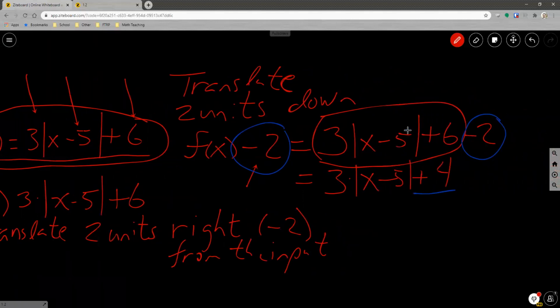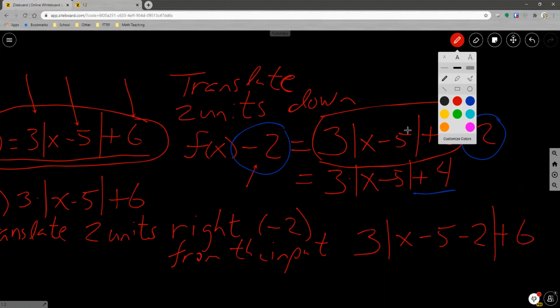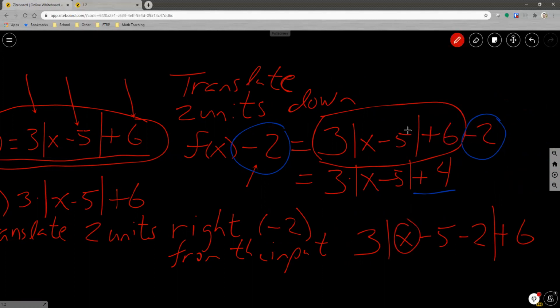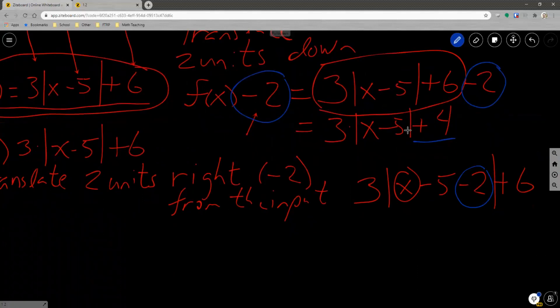So I could rewrite this function as 3 times the absolute value of x minus 5, minus 2, plus 6. In this case, my input value is this guy right here, the x. What I'm going to be doing is modifying that input value by subtracting 2 from it. I'm already subtracting 5, so I'm going to subtract 2 more to get my new equation.